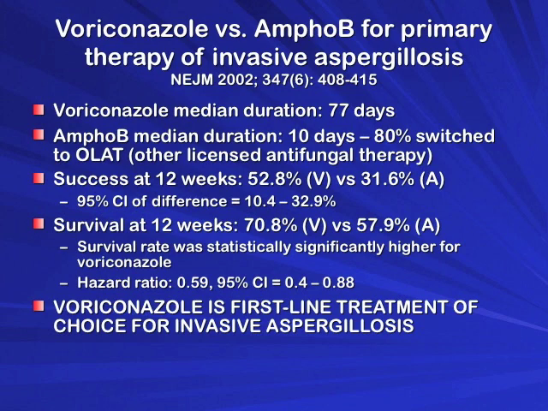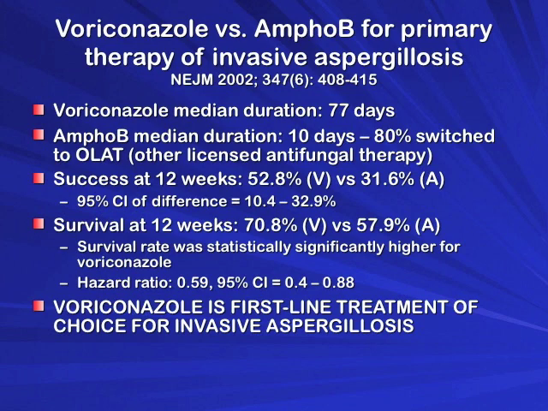Okay, this is the key randomized study that compared voriconazole versus amphotericin B for initial treatment of invasive aspergillosis. And these patients were randomized to receive either conventional amphotericin B 1 to 1.5 mg per kg per day or IV voriconazole. Interestingly enough, they wound up on voriconazole for about 77 days, but only about 10 days for amphotericin B, because almost everyone developed nephrotoxicity. About 80% of these patients had to be switched.